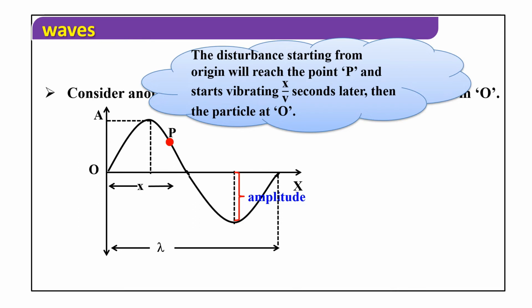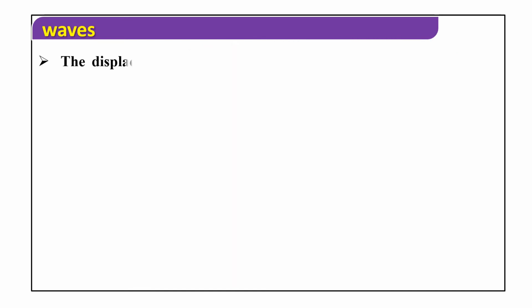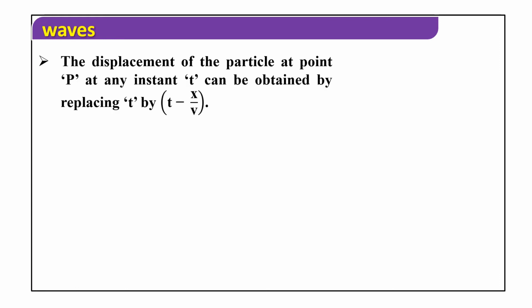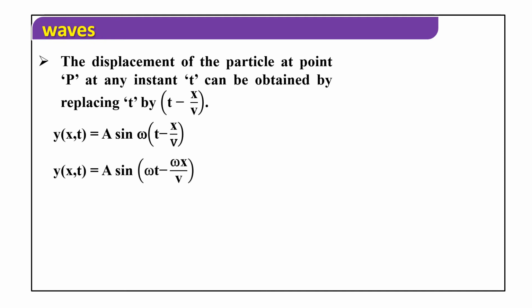See this picture: wavelength, amplitude. Now, the displacement of the particle at a point P at an instant t can be obtained by replacing t by t minus x by v. So, y of x comma t is equal to a sin omega of t minus x by v. So, y of x comma t is equal to a sin omega t minus omega x by v.